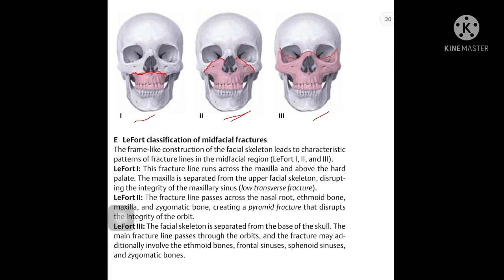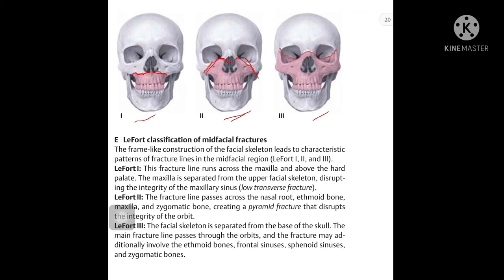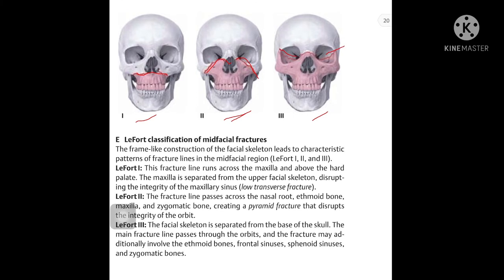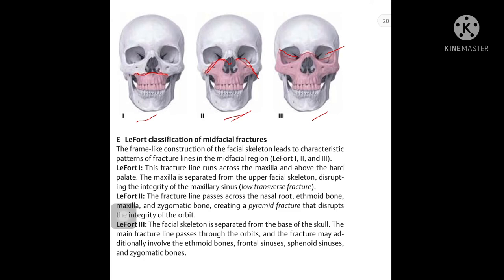And in the second diagram, the fracture line passes across the nasal root, ethmoid bone, maxilla, and zygomatic bone, creating a pyramid fracture that disrupts the integrity of the orbit. In the third diagram, you see the facial skeleton is separated from the base of the skull. This is the base of the skull. The main fracture line passes through the orbit, and the fracture may additionally involve the ethmoid bone, frontal sinuses, sphenoid sinuses, and zygomatic bone.